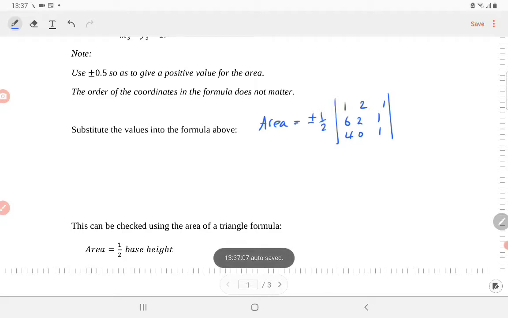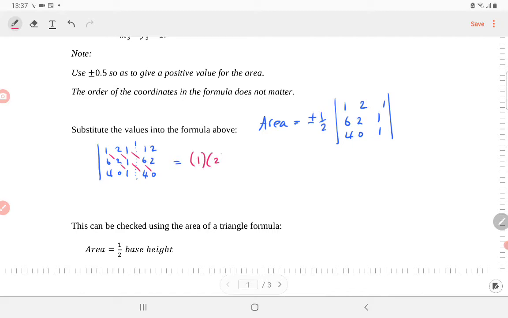Okay, so let's look at how to do that. Let's write it down again. 1, 2, 1, 6, 2, 1, 4, 0, 1. We'll put a dotted line there. And then we'll write the next 2 columns beside as before. 1, 2, 6, 2, 4, 0, like that. So as before, we will use a red line, go this direction, like that.